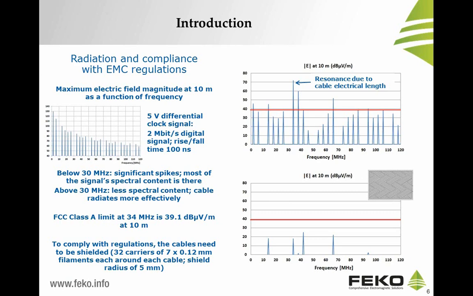For FCC Class A limits, these field results are unfortunately not good enough, as it is a requirement that, say, at 34 megahertz, the field should be less than the red line, which is at 39.1 dB microvolts per meter. And as an attempt to rectify this and to comply with regulations, in the problem the cables needed to be shielded. We considered 32 carriers of 7 filaments each around a cable, and then the field levels drop significantly, as can be shown on the bottom right.